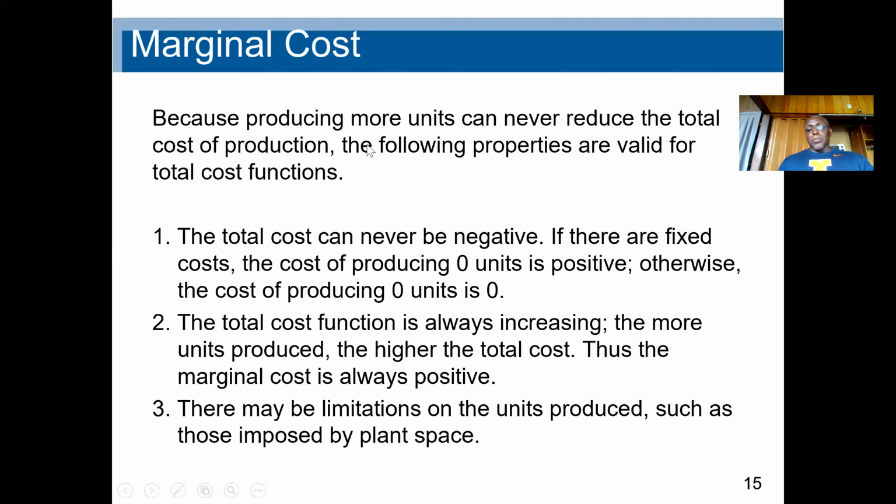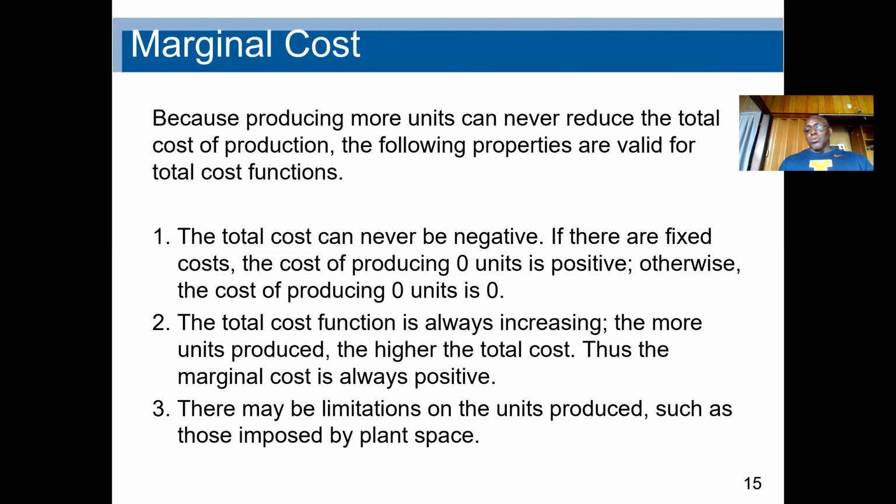Because producing more units can never reduce the total cost of production, the following properties are valid for the total cost function. In a company, we always have two types of costs: the fixed cost and the variable cost. Fixed cost means whether we produce 0 units or 1,000 units, we are going to get that cost. For example, the rent or the leasing of the property.